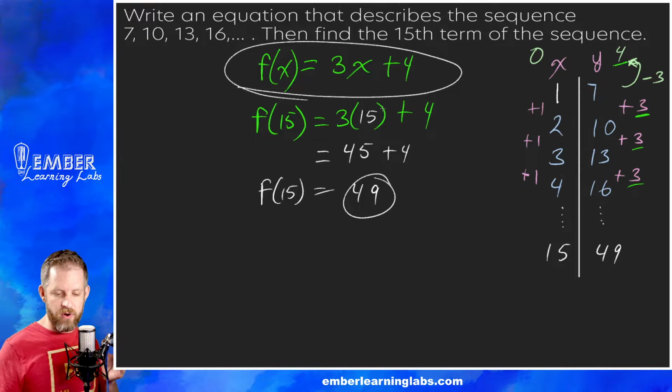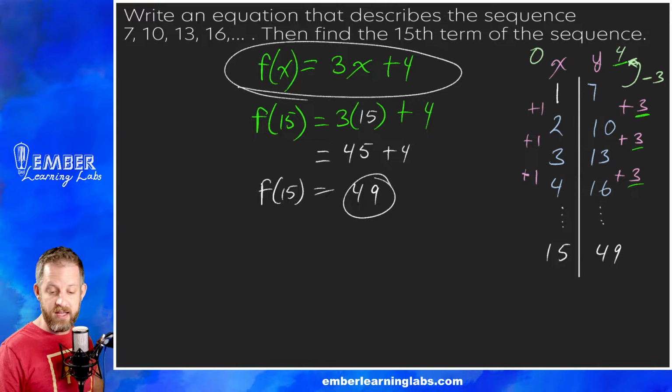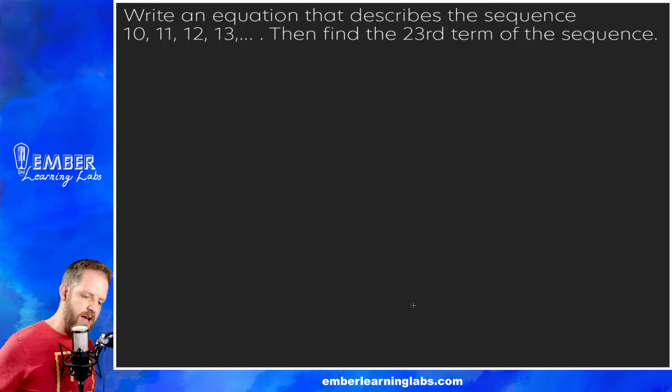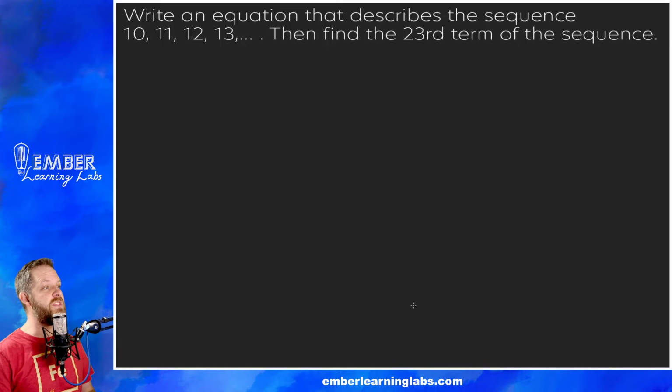Let's do one more of those to make sure we've got it, and then that's going to be it. Next example. Oops, I cleared the wrong one. How about that one? That looked good. Write an equation that describes the sequence 10, 11, 12, 13. Then we're going to find the 23rd term of the sequence.